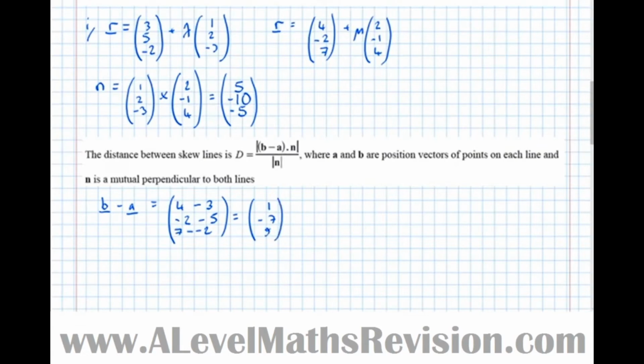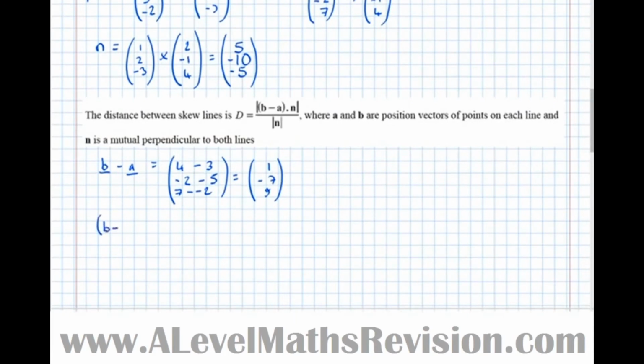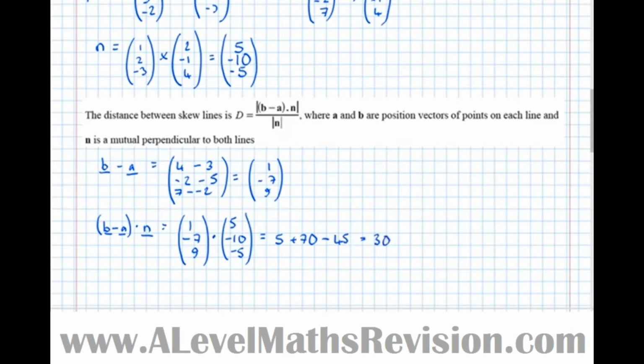Now we need to dot that with N. So B minus A dot N equals (1, minus 7, 9) dot (5, minus 10, minus 5) equals, so scalar product, so the answer is scalar, equals 1 times 5 plus minus 7 times minus 10 plus 9 times minus 5 equals 30. And the numerator was finding the modulus of that, so if I go back and modify my answer, so we needed the modulus of that, which is still equal to 30.